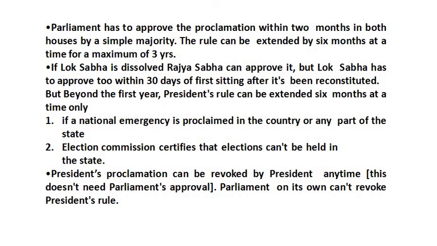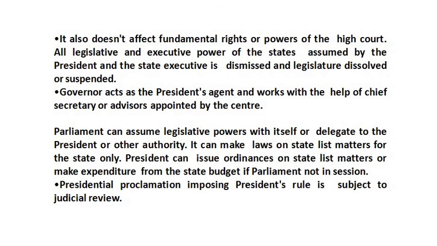But beyond the first year, the president's rule can be extended 6 months at a time only if a national emergency is proclaimed in the country or part of the state, and the Election Commission certifies that elections cannot be held in a particular state. The president's proclamation can be revoked by the president at any time. This doesn't need parliamentary approval. Parliament on its own can't revoke the presidential rule in a state. It also affects fundamental rights or the power of the High Court.